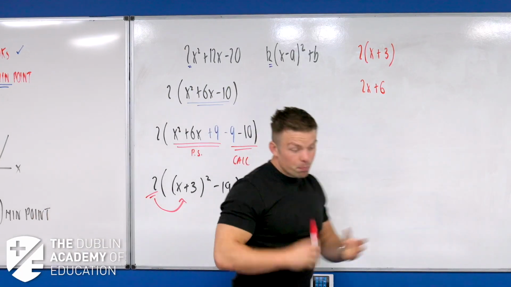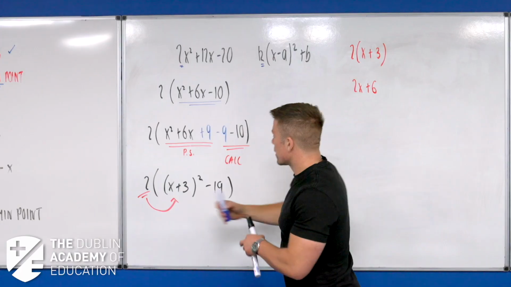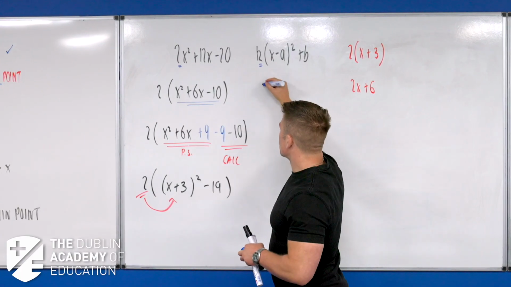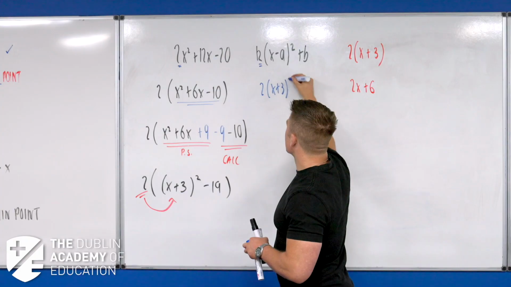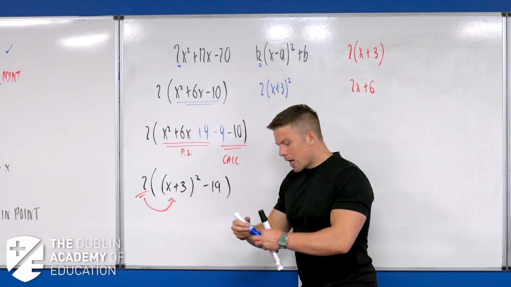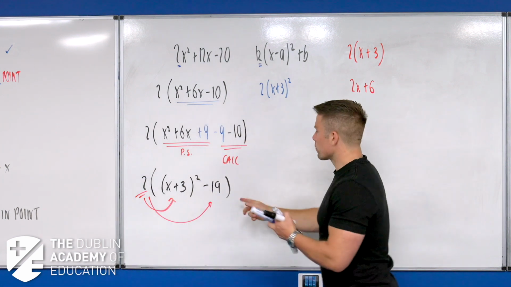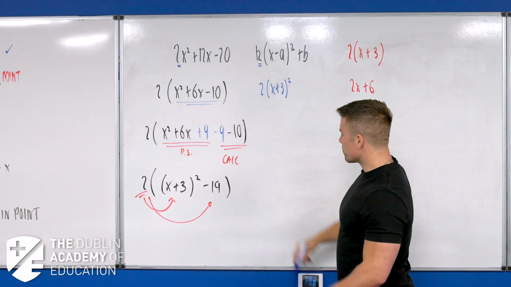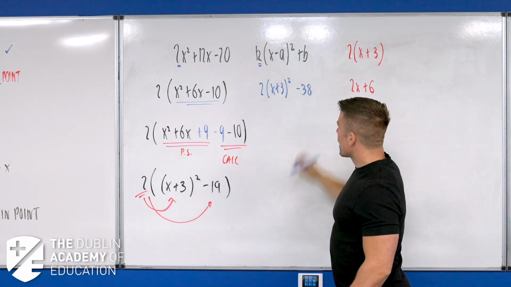So if I just put it up here underneath this, so it fits in. 2 by this bracket is 2 times x plus 3 squared. And you might go, you didn't multiply it. I did. Look, that bracket is gone. We also have 2 by minus 19. So 2 by minus 19 gives me what? Minus 38. And there we go.